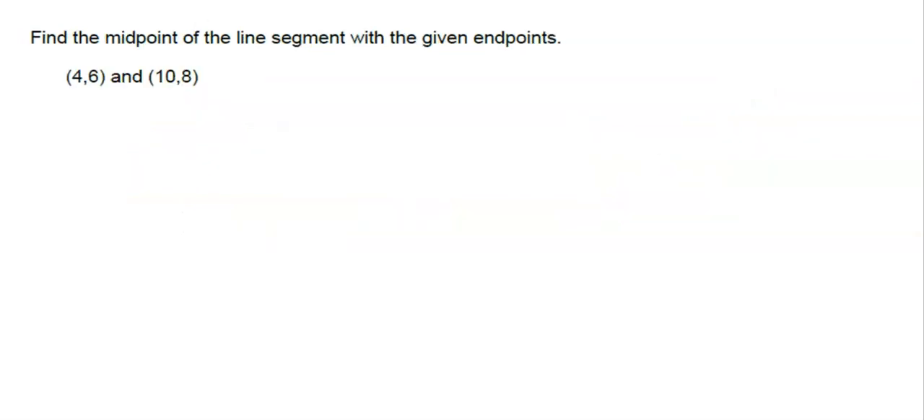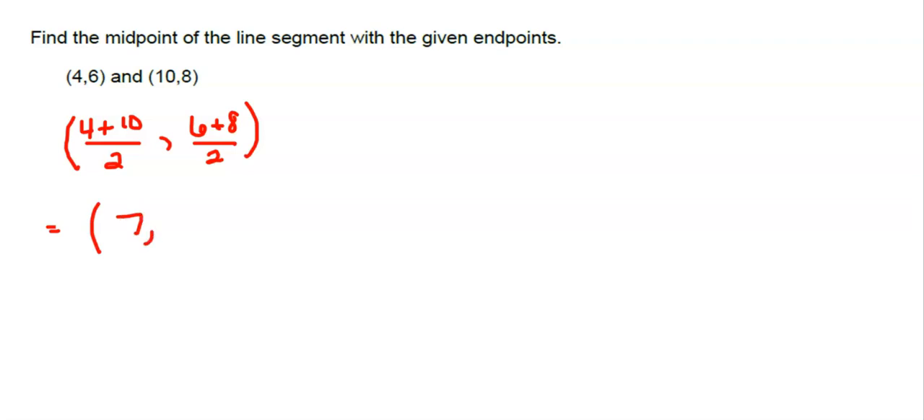To find the midpoint of a line segment between 2 points, all we have to do is average the x-coordinates and average the y-coordinates. The x-coordinates are 4 and 10. So to average those 2 x-coordinates, we would add them together and divide by 2. And the y-coordinates are 6 and 8. So to average those, we would add them together and divide by 2. So our midpoint is at 14 divided by 2, which is 7.